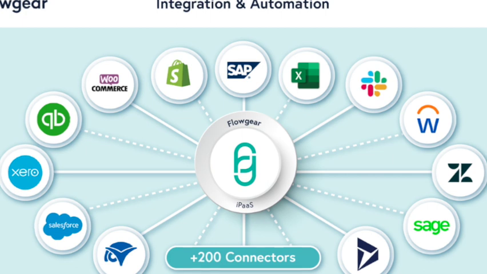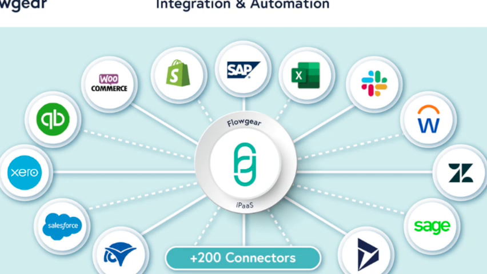So with Flowgear, you can start with a plan that meets your current requirements and scale only when your production workloads exceed your active workflow capacity. In this way, you're able to prototype and prove value using all the available connectors without any commercial risk.